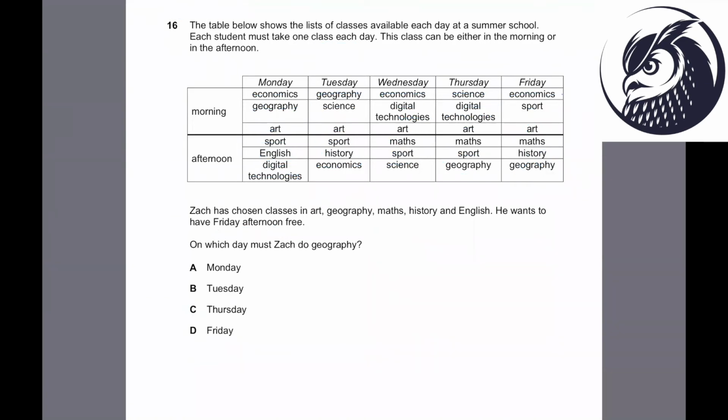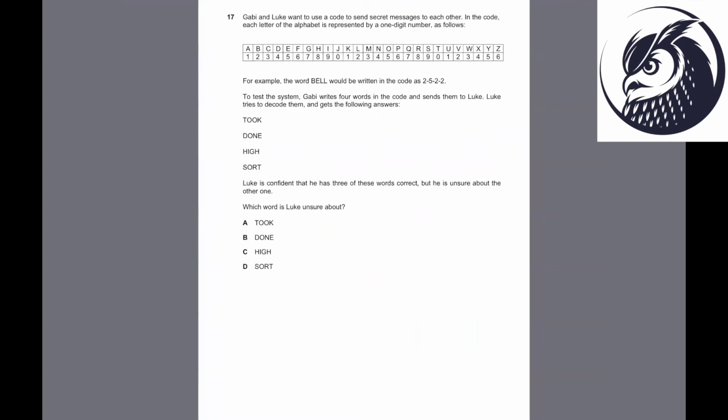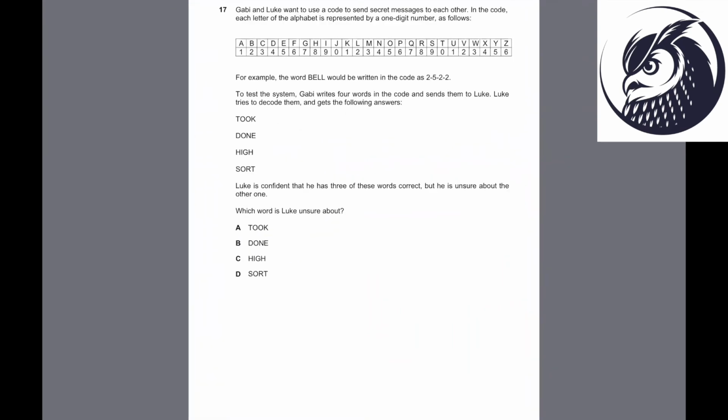Okay, excellent. Let's move on now to question 17. Now, this one is a bit of a trickier one. So let's have a look at the question. It says that Gabby and Luke want to use a code to send secret messages to each other. In the code, each letter of the alphabet is represented by a one-digit number as follows. So that means each letter of the alphabet has a particular number associated with it. Just notice though that there are multiple letters associated with the same number. So just to give you an example, A is represented by 1, but so is K, and so is U. All right, so just keep that in the back of your mind as we do this question.